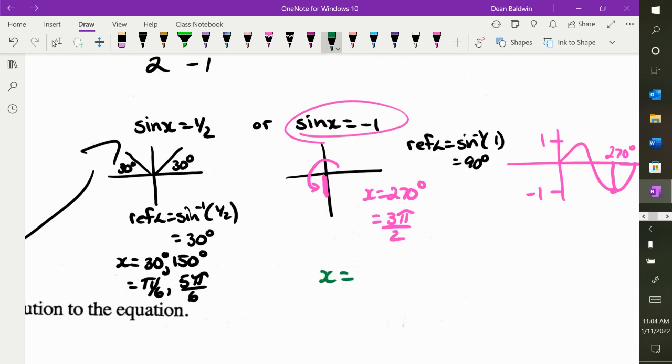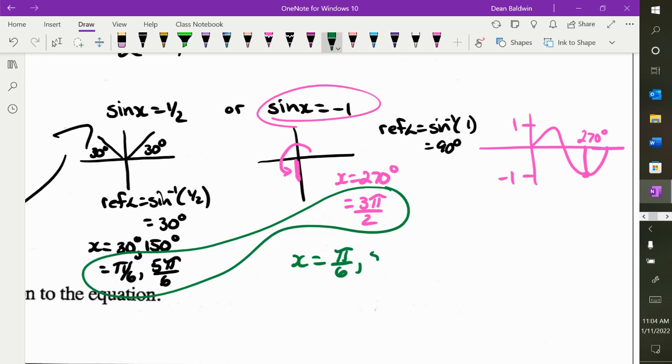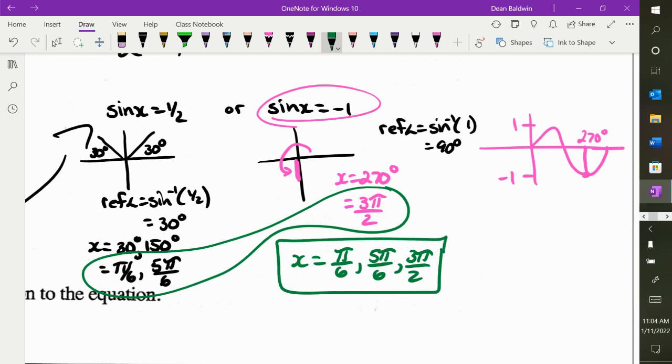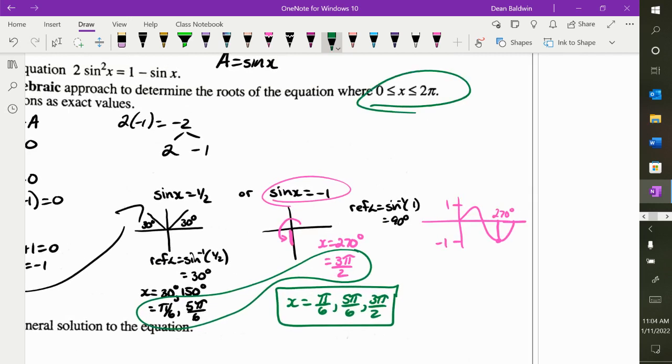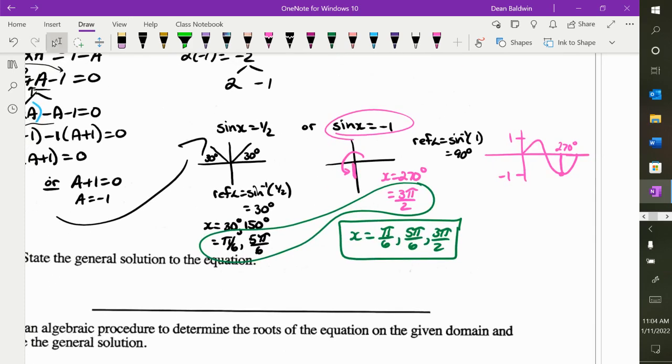Okay. So yeah, that's the next step. The final step is, what does x equal? It equals all of these. So it's pi over 6, 5 pi over 6, 3 pi over 2. So those are all the possible answers on the domain 0 to 2 pi, or 0 to 360 if you want. Okay? Now, they're asking for the general solution. How do you get the general solution? Yeah, you add multiples of the period, right?